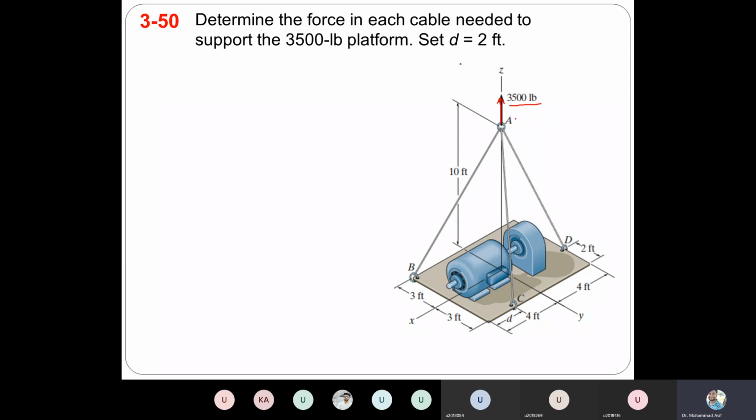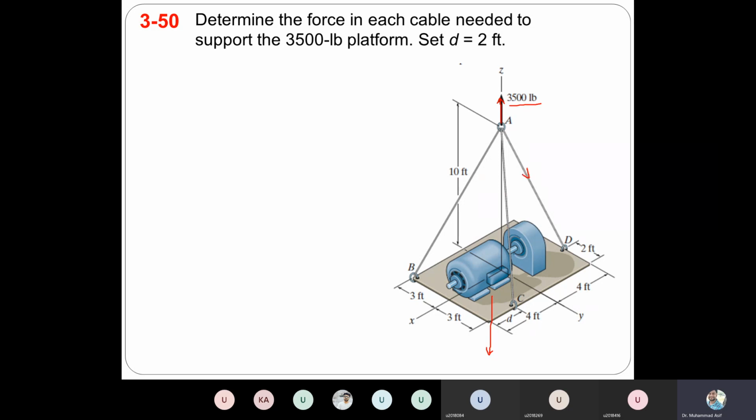3,500 pounds. Right? So the whole weight is acting in the downward direction, but that means whatever the weight is, that force should be equal to carry in the upward direction. So this is basically the total weight. The question is, calculate these unknown forces: how much force will be acting in this string, I mean AB, then AC, then AD. So you have to calculate the unknown forces.